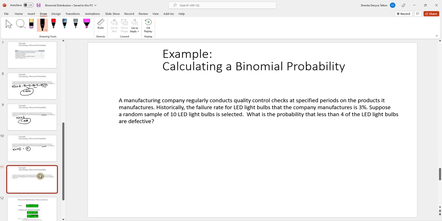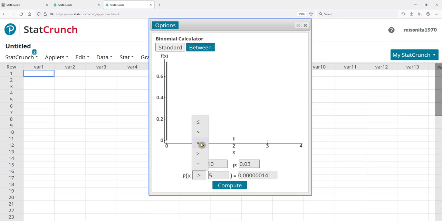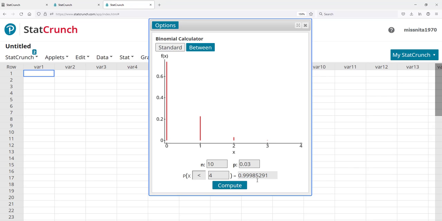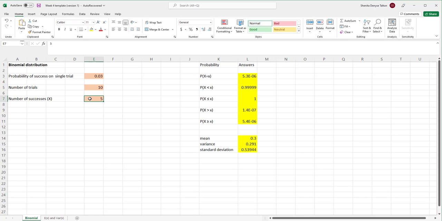And the last one is, what's the probability that less than 4 of the LED light bulbs are defective. So less than, you don't want less than or equal to. We want X is less than 4. Okay, so let's go back to StatCrunch. We want less than, and then I'm going to put 4 here, hit compute, and I get 0.999. Okay, when I do it in Excel, I'm going to put 4 here, and I want less than. The less than is here, and I get the same answer, 0.999.